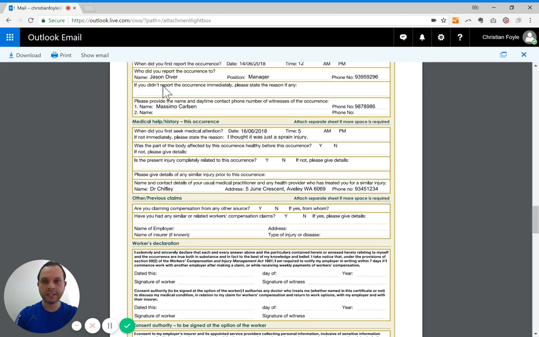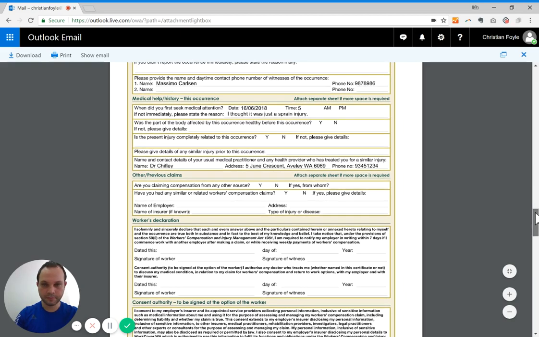There's also a section where it says, who did you report the occurrence to? So you can see here he's reported it to his manager, Jason Diver, and we've got a telephone number there. If you don't know the telephone number for the person that you've reported it to, you can always put the company's telephone number. Next, you state the witnesses who were relevant to the occurrence. So we've got Massimo Carlson, and we've got his phone number there.